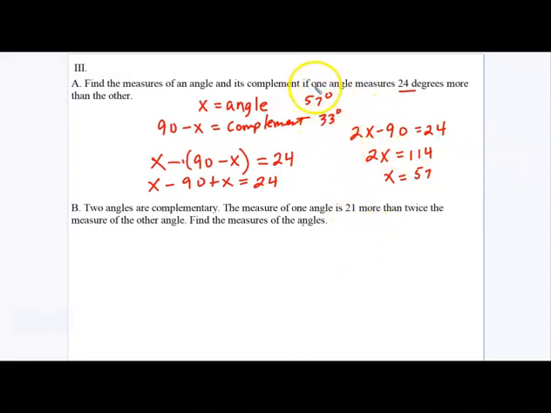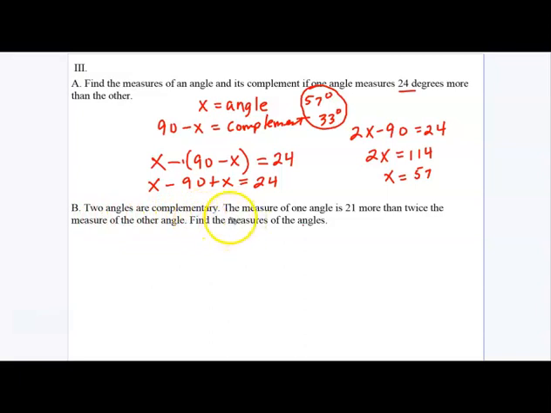And so just a little help in solving these word problems. Now sometimes you'll see an angle and its supplement. Well, in this case, if that were true, then of course we would have changed this to 180 minus X. And we could have gotten our answer that way. Okay, letter B. Once again, two angles are complementary.